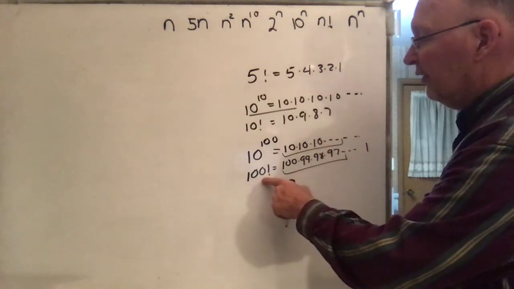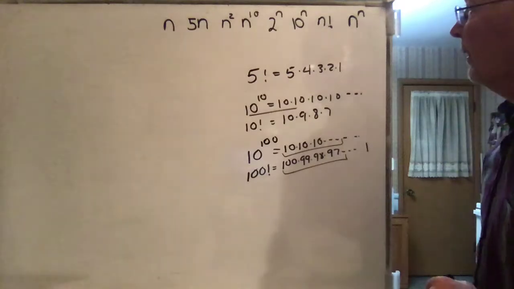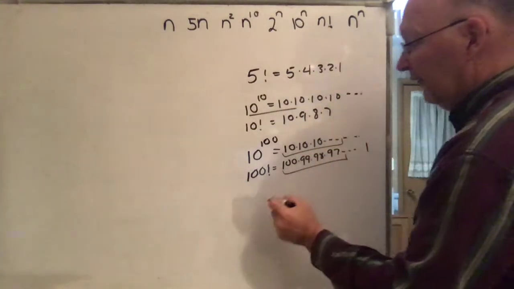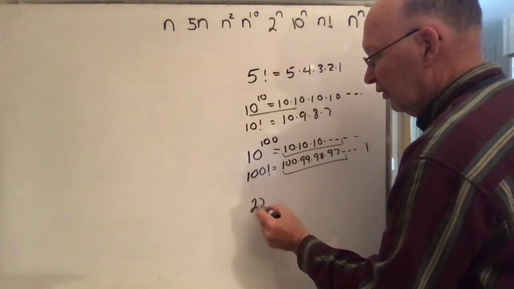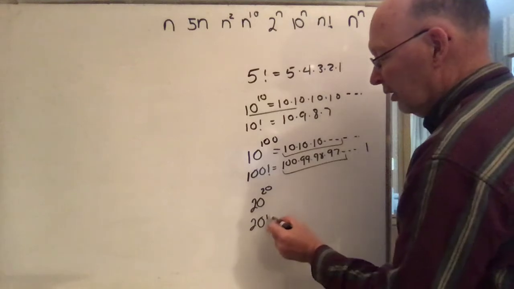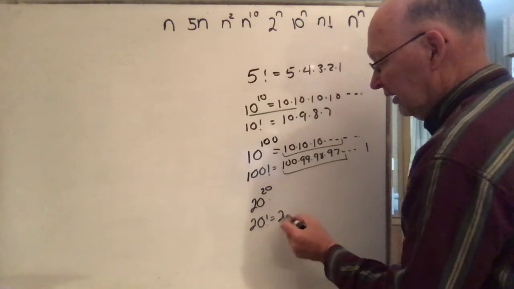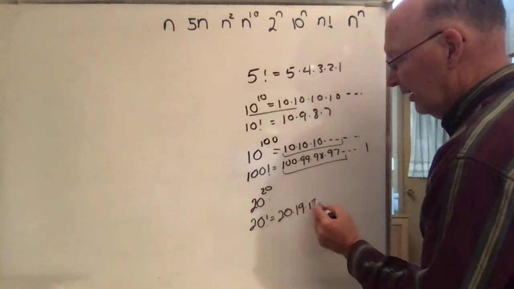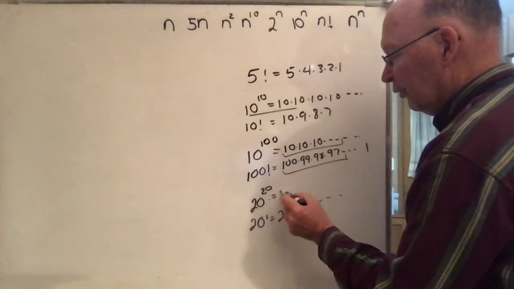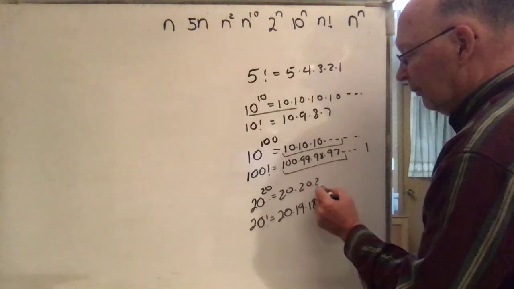So this grows faster than this, and clearly n to the n grows faster than n factorial, because like 20 to the 20 power grows faster than 20 factorial. Agreed? This is 20 times 19 times 18, and so on. You have 20 factors there, whereas this is 20 times 20 times 20.